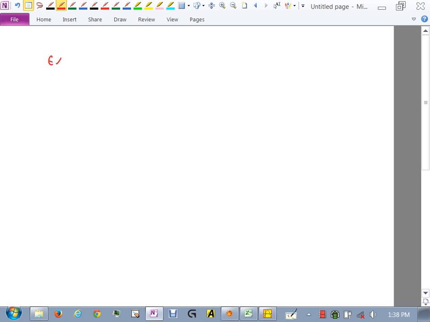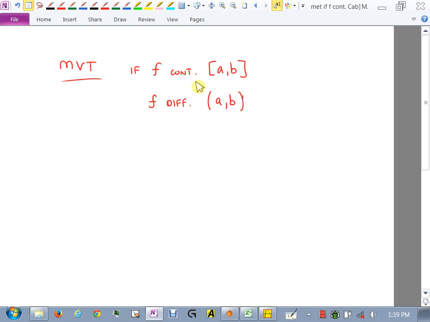So here's an example. Oh, let me write the mean value theorem down. Mean value theorem says if f is continuous on the closed interval [a,b], f is differentiable on the open interval (a,b), that means that your function has to be continuous on the closed interval. So at the endpoints, it has to be continuous. You only have to be differentiable on the inside. So it's okay if the derivative doesn't exist at the endpoints.